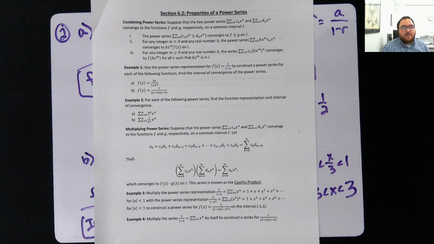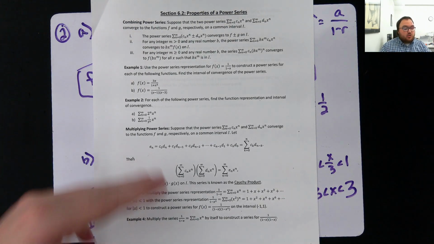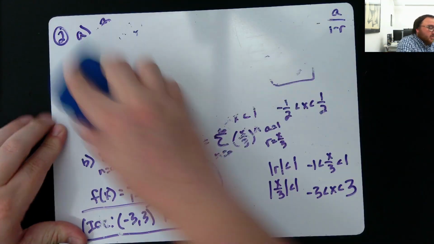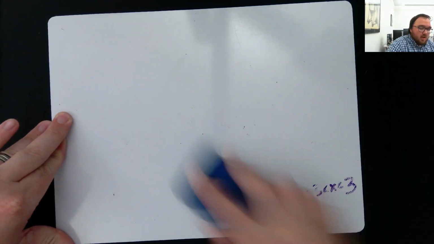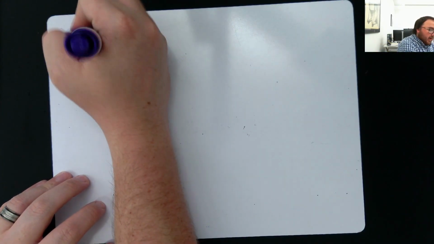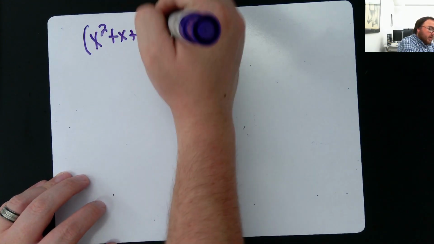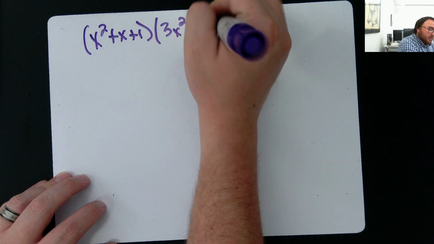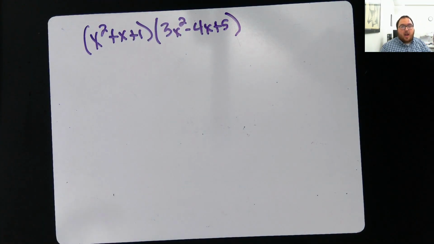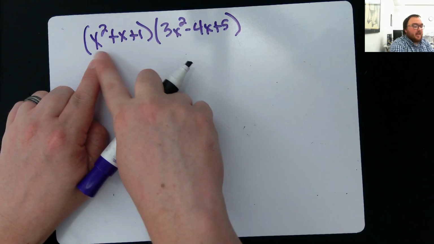This looks complicated. This is multiplication like what you have always done throughout all math. Okay? They just had to put it in proper mathematical wording. But what this is trying to say is, imagine I was doing x squared plus x plus 1 times 3x squared minus 4x plus 5. Remember, how I do this is I do this first term times everything in here.